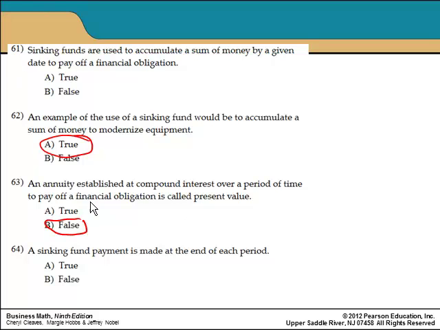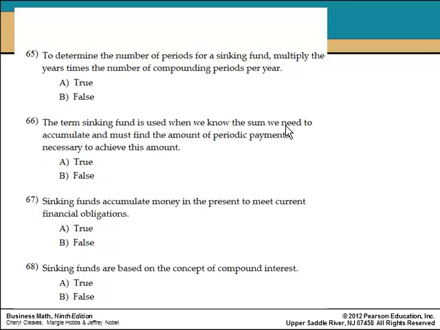Now, a sinking fund payment is made at the end of each period. To determine the number of periods for a sinking fund, multiply the years by the number of compoundings. That's true. The term sinking fund is used when we know the sum we need to accumulate and must find the amount of periodic payments necessary to achieve this amount.